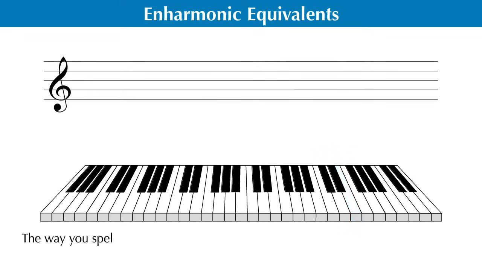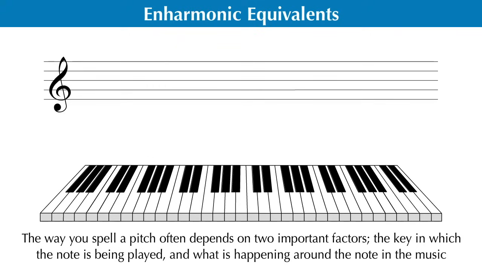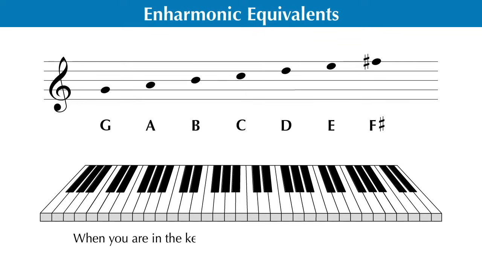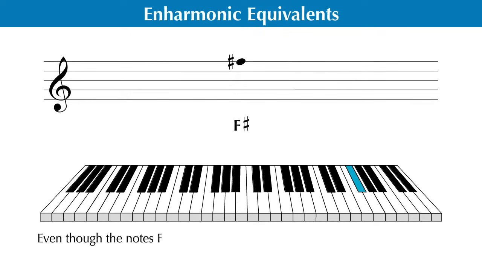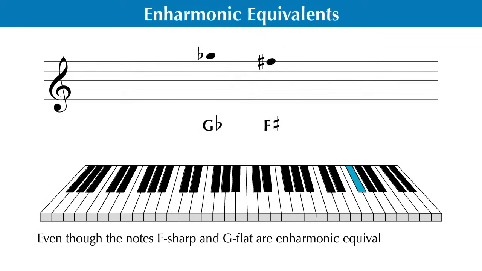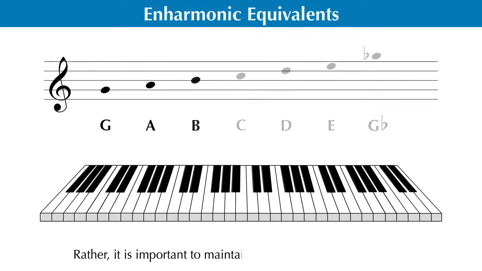Now, the way you spell a pitch often depends on two important factors: the key in which the note is being played, and what is happening around the note in the music. For instance, when you are in the key of G major, this pitch is called F sharp, not G flat. Even though the notes F sharp and G flat are enharmonic equivalents and are technically the same exact pitch, when playing a scale, you do not want to repeat letters. Rather, it is important to maintain the proper alphabetical order.